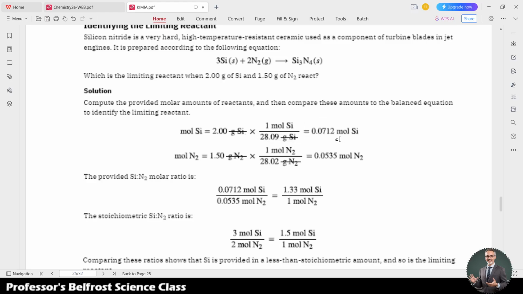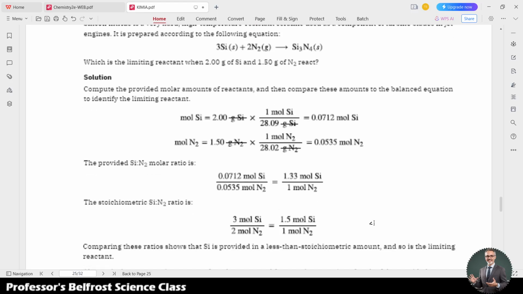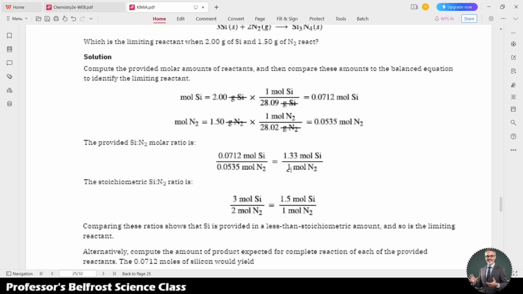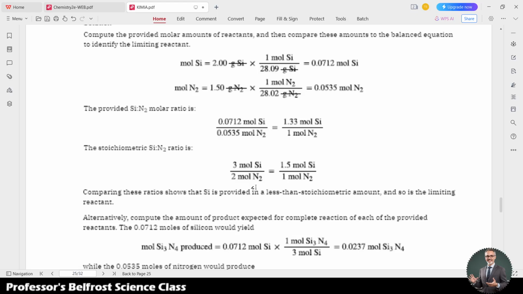It gives us 0.0712 mole silicon. And this one, N2, is 1.5 times 1 by 28.02. This is 0.0535. So the silicon by nitrogen molar ratio is this. Well, actually this is 3 by 2, so it actually needs to be 1.5 by 1. But this is 1.33 by 1. So silicon is provided in less than the stoichiometric amount, and so this is the limiting reactant.